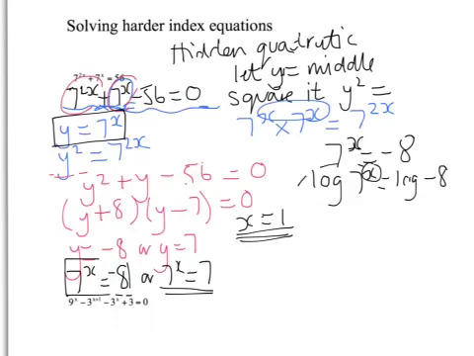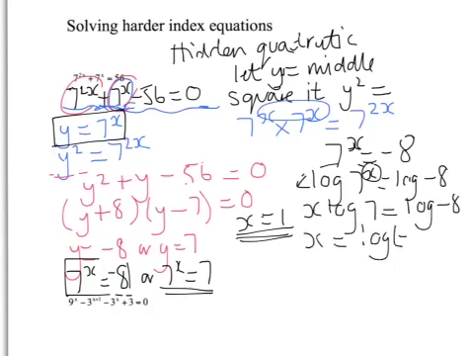Okay, move him down, so he's going to come down. x log 7 equals log of minus 8, and therefore x is the log of minus 8 over the log of 7. Now if you try and put the log of minus 8 into your calculator, it will say error. It won't like it. So there are basically no solutions for this bit. We would write no solutions.